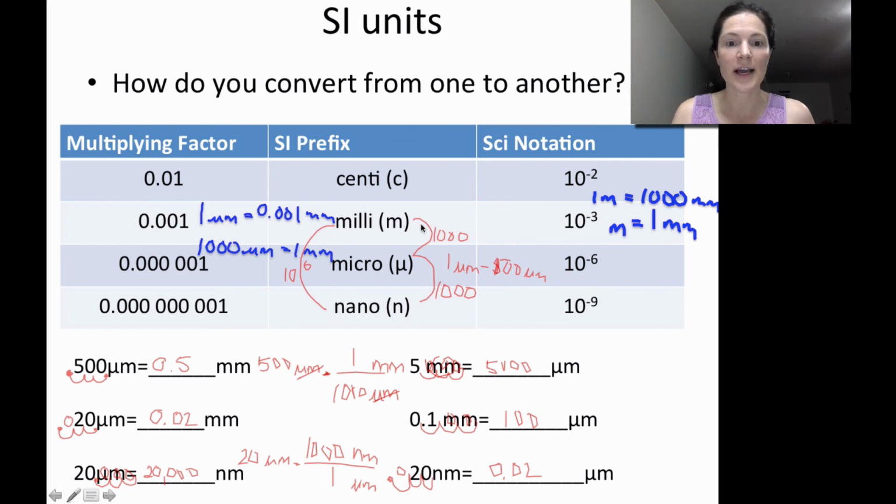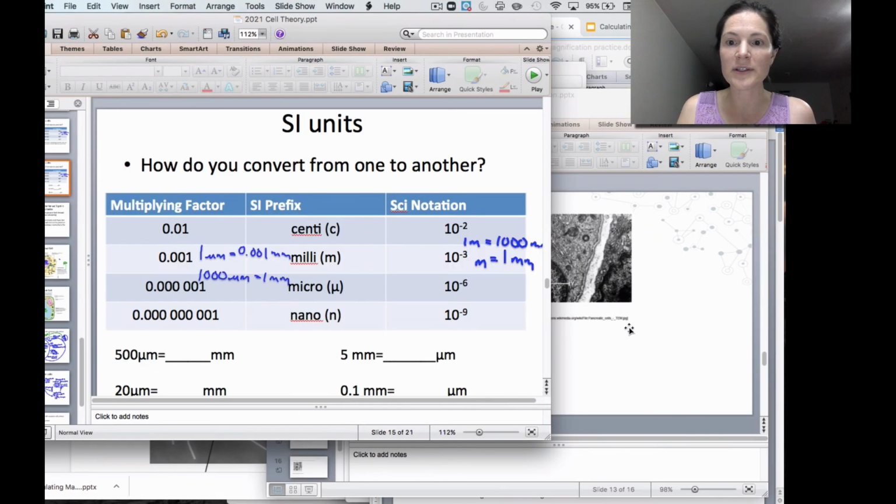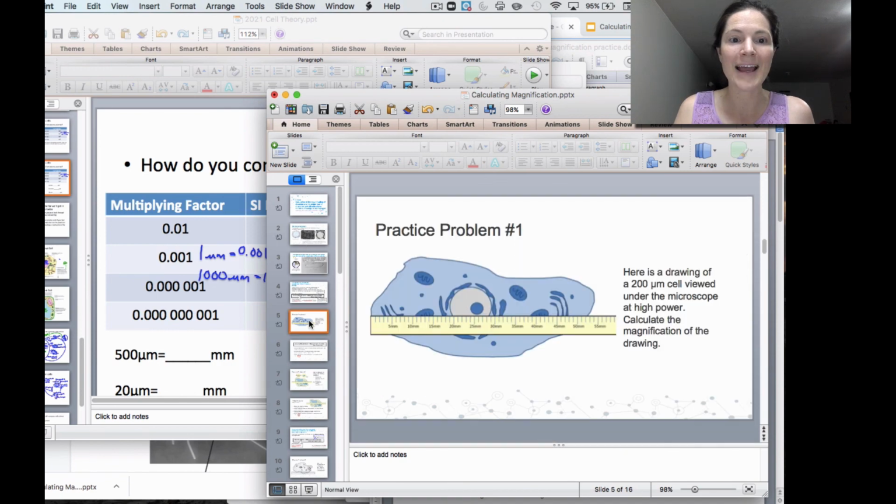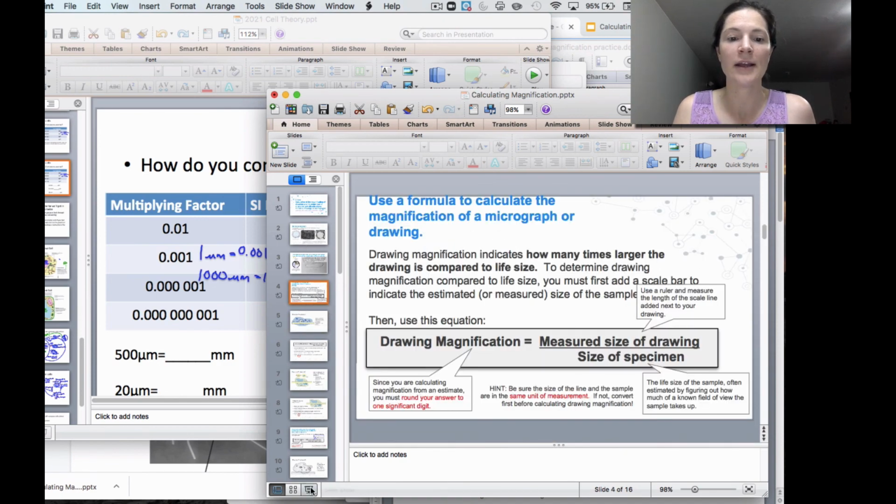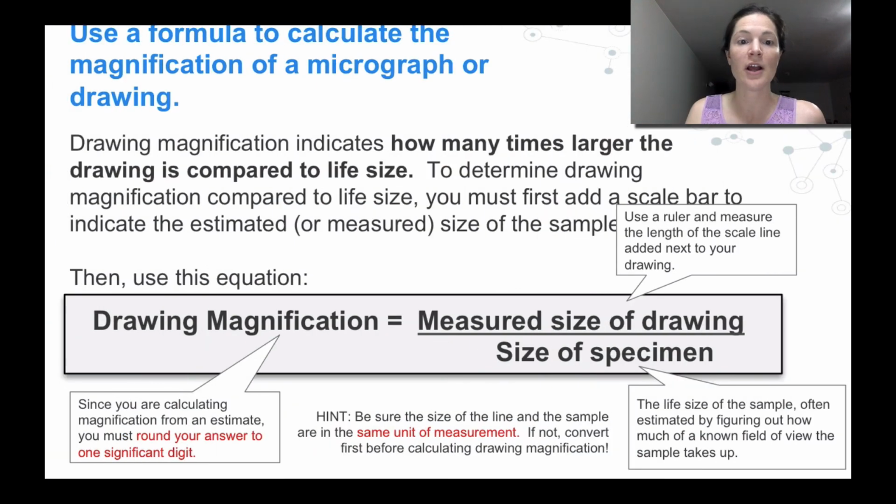So the next thing that I wanted to look at was this practice. A teacher made this presentation, and I thought it was pretty good. I really like thinking, and I think BioNinja talks about it this way, that magnification equals the image size over the actual size. The measured size of the drawing is your image, and the size of your specimen is the actual size of the object that is being viewed under the microscope. I think this is a little bit easier, so I'm going to use that notation.